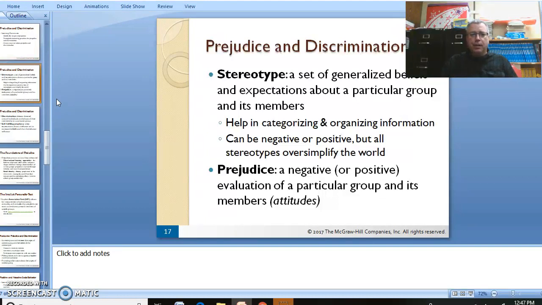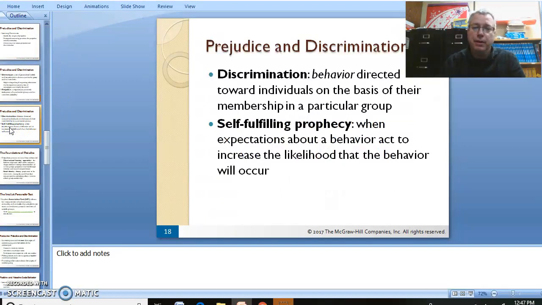Okay. Again, a prejudice is a negative or could be positive evaluation of a particular group and its members. Or you're generalizing. It's basically what it is. You might have one instance and you generalize from there. Discrimination is again your behavior towards these particular groups based on your stereotypes and your prejudice. It could be positive or negative, but most of the time it's a negative behavior towards these particular groups.